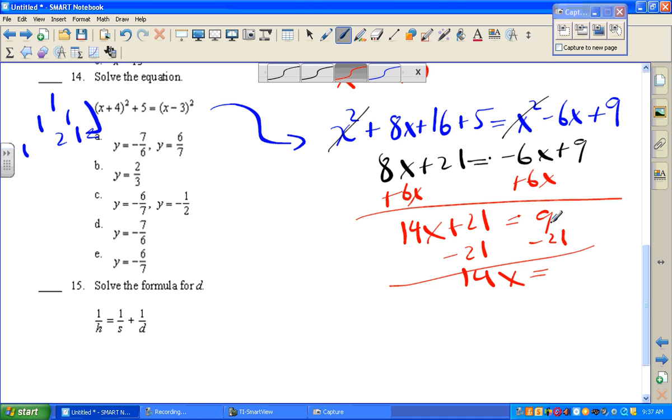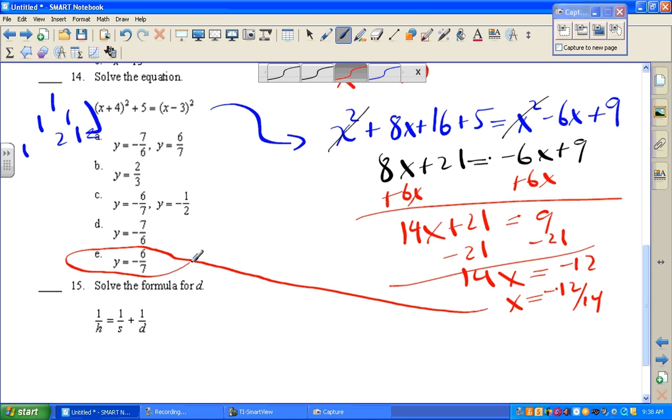I'm a little worried though, because I don't see anything that has negative 12 over 14. I hope Logan didn't do it wrong. Ooh, nice. That's easy. Oh, 15's Courtney's turn. Wait, how'd you get B? Oh, simplify it. Yep. How do you do this one, Courtney?